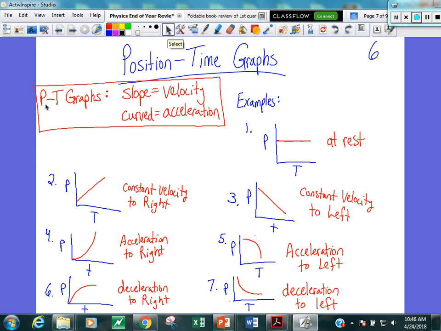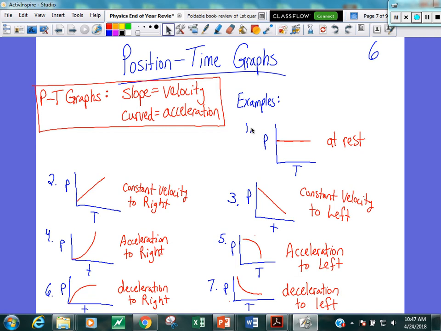But first of all, in this box right here, this is so important to remember when you're trying to logic through and think through position time graphs. For position time graphs, the slope tells you velocity. So the slope of the line tells you the object's velocity. Curved lines, if it's curved, tells you that it's accelerating. So slope tells you velocity, curved lines tell us acceleration. Now what I've done is I've put 7 examples. These are all the examples I could think of for position time graphs. So let's go through them.